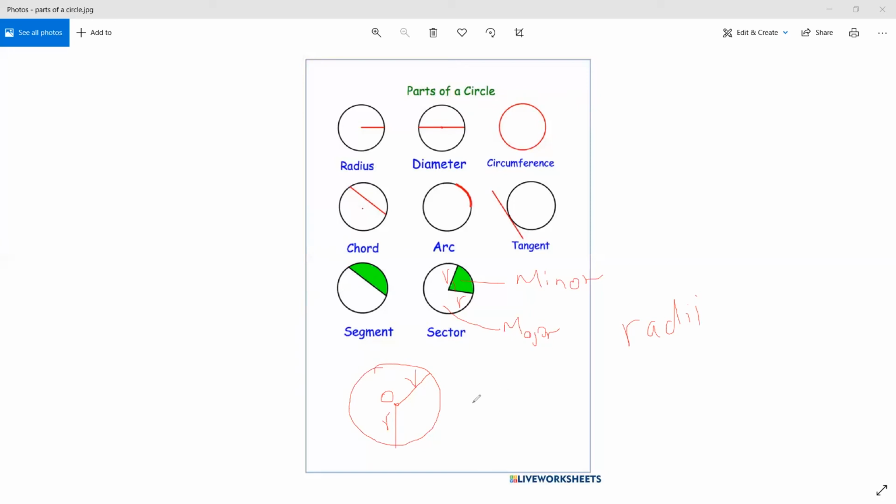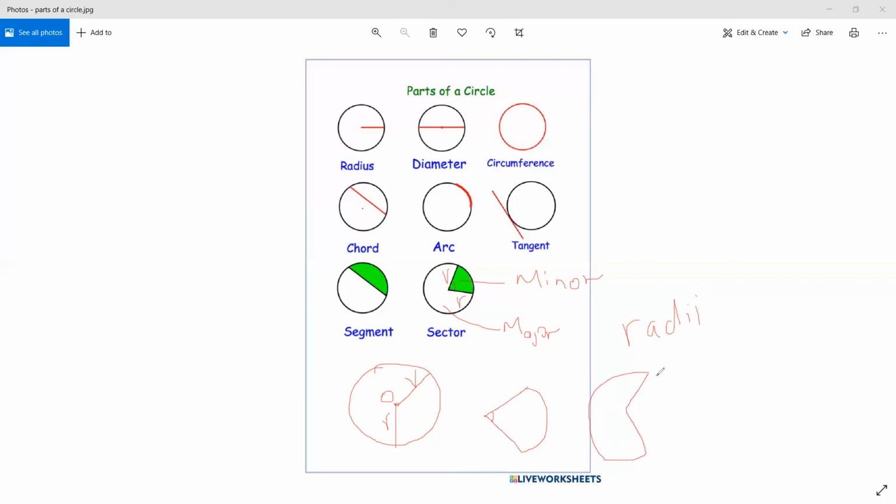You have to know the difference between a segment and a sector. If I take one of those out, I'll make a sector. Now that's a sector from that circle. This is, of course, the minor sector. The major sector looks like this. That's from the circle that I just drew.